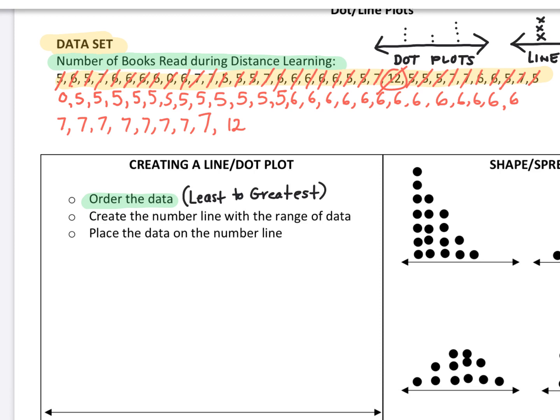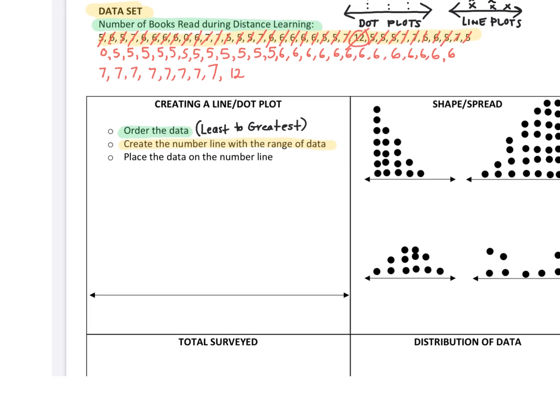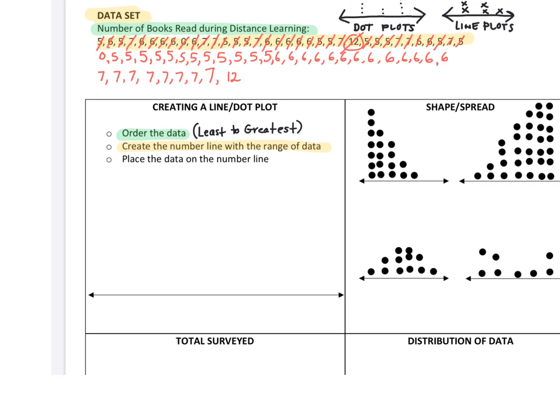So the next one says, create the number line with a range of data. So I'm going to create my number line down here. My smallest number is 0 and my largest number is 12.